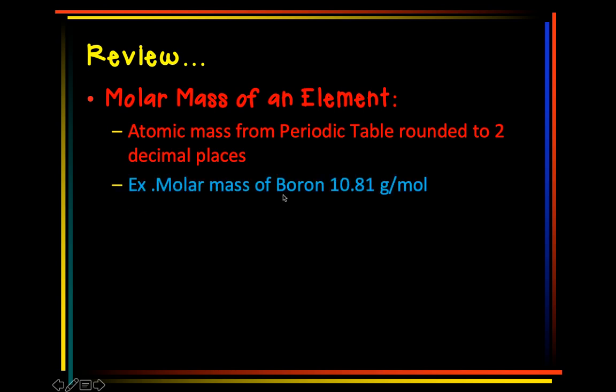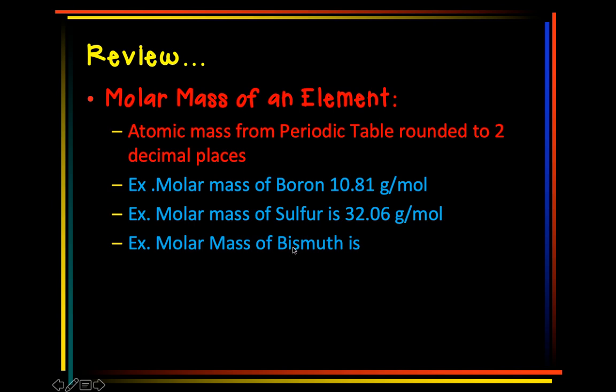Once you go out farther than that, there's a lot of variation, and so it's just not very certain past 2 decimal places. So for example, the molar mass of boron, if you find boron, it's number 5 on the periodic table. The molar mass is 10.81 grams for every 1 mole. That's the molar mass. This number was from the periodic table, the atomic mass for boron. Molar mass of sulfur, sulfur is element number 16. The molar mass is 32.06 grams per mole.